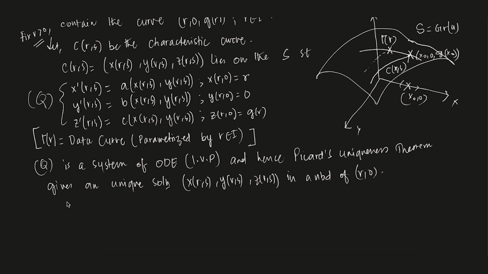So that solution, let's say x(r,s), y(r,s), z(r,s), this is the curve C of r, s, let's say. This is the integral curve.